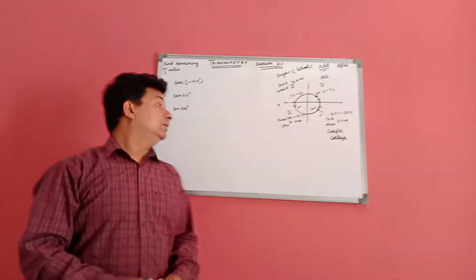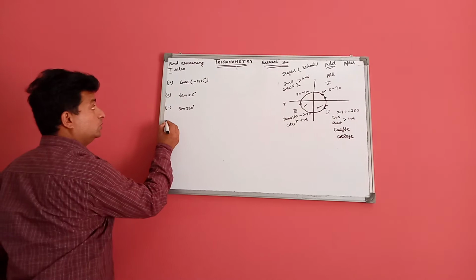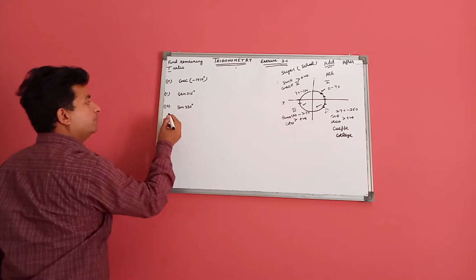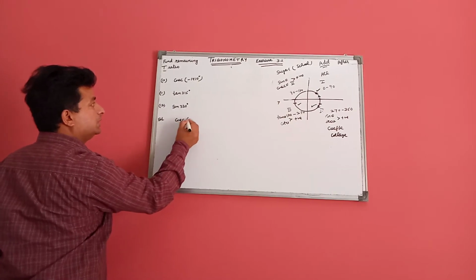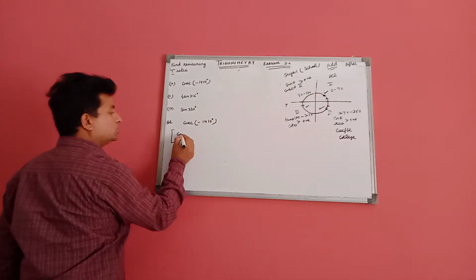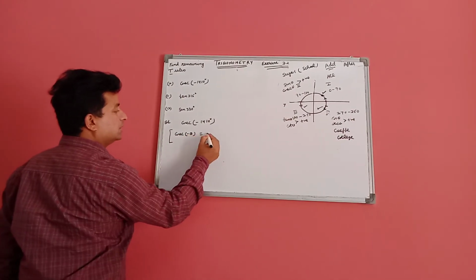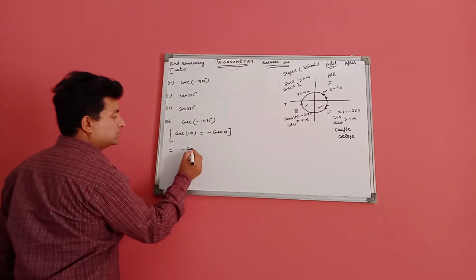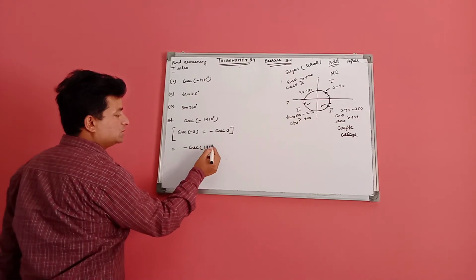Thank you. There are some other questions also, that is question number 10, 11 and 12. Question number 10 is cosecant of minus 1410. As we know, cosecant of minus theta is equal to minus cosecant theta. So this becomes minus cosecant 1410.